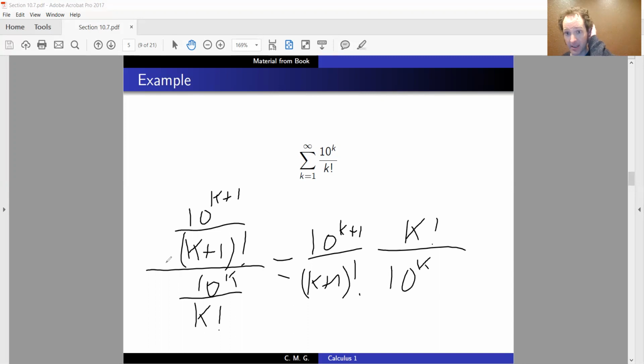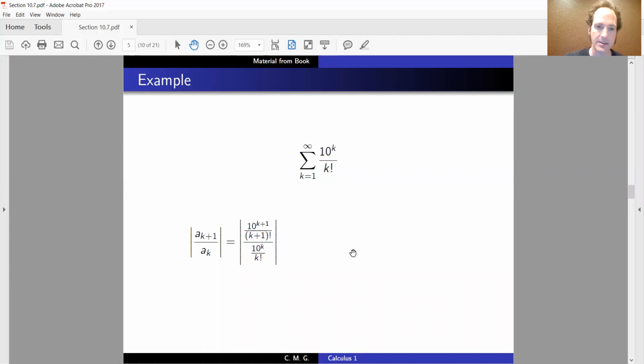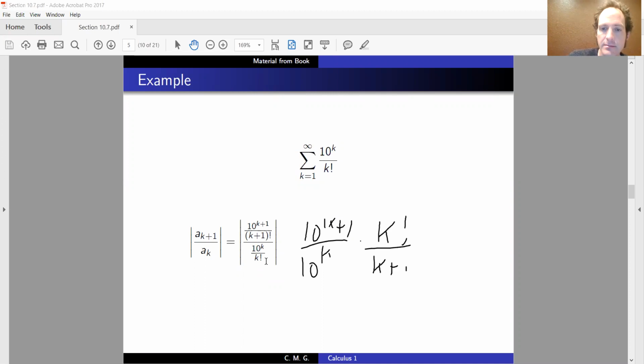Now, the other thing I need to do is maybe group the 10s together as well and think about that. So let's see what we have here. I've got 10 to the k plus 1 over k plus 1 factorial. Now let's do this. So what we end up with is just 10 to the k plus 1 over 10 to the k times k factorial over k plus 1 factorial. To reduce the k factorial over k plus 1 factorial, I can just reduce this, and this is k plus 1 times k factorial. So the k factorials cancel.